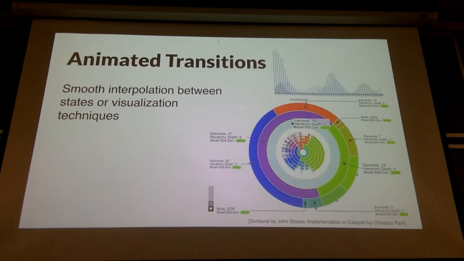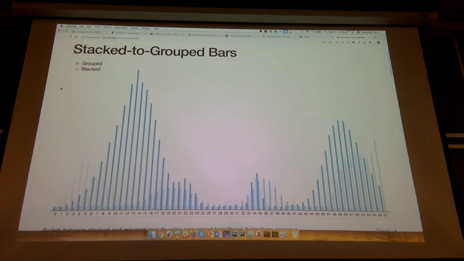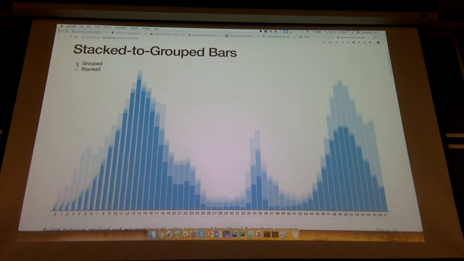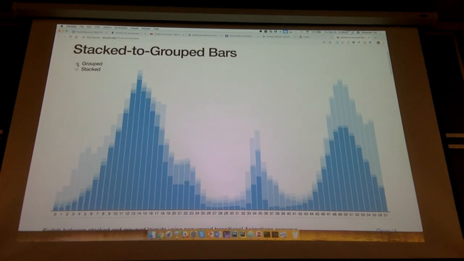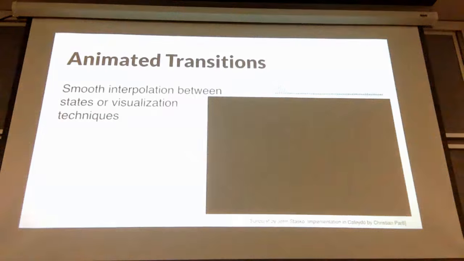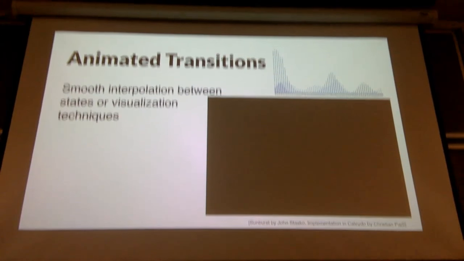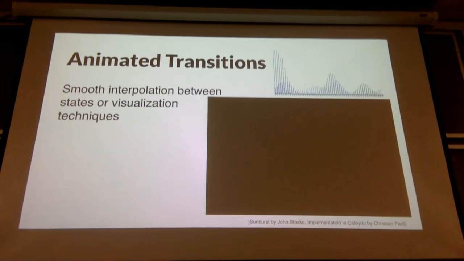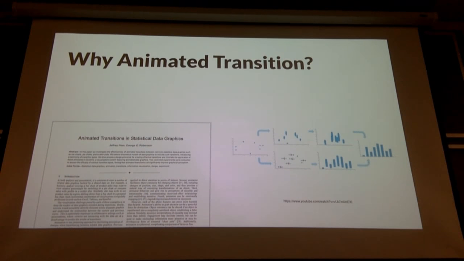Up here we have a transition between stacked and grouped bars. And you can actually switch here, and that's also quite well done, right? So you know exactly what is where. So do you think that animation is always a good idea? Like animated transition? Sometimes, especially if you have too many things happening, it can be detrimental. But here's a nice video.